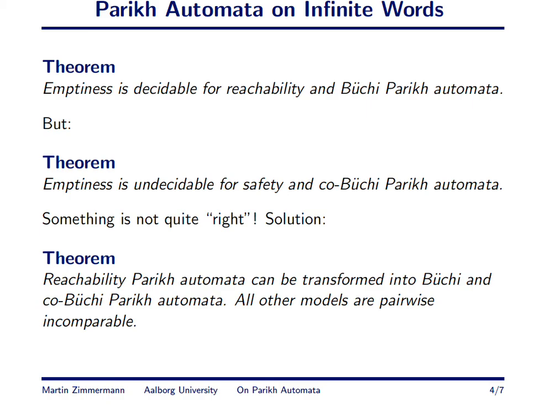It turns out reachability Parikh automata can be transformed into Büchi and co-Büchi Parikh automata, but all other models are pairwise incomparable. So in particular, you cannot transform a safety automaton into a Büchi automaton in this setting. And this is the reason why Büchi acceptance can be decidable, but safety acceptance can be undecidable. Okay, so for some classes we have decidability of emptiness, for others not.